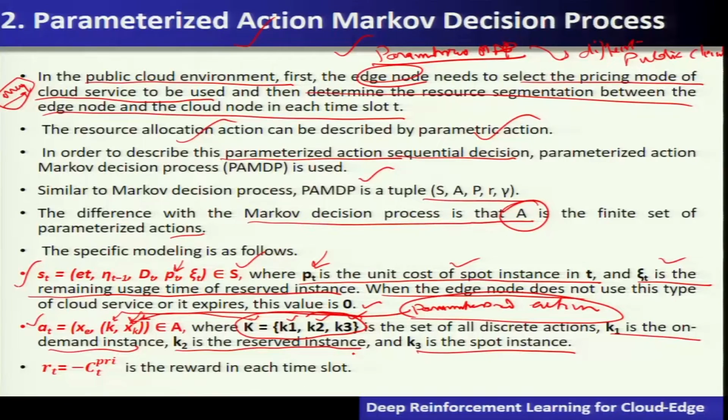Whereas the reward here is the minus of that particular cost function at each time slot, and gamma is the discount factor that we have considered in the previous formulation as well.